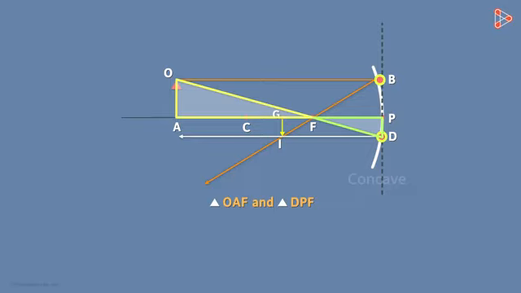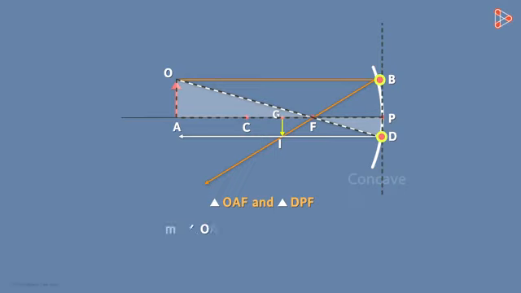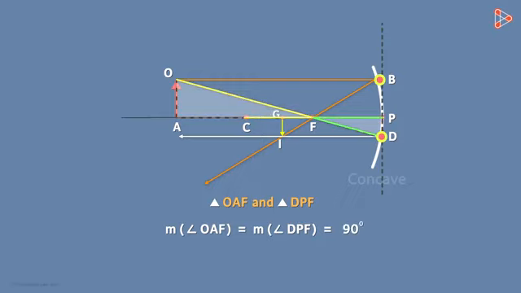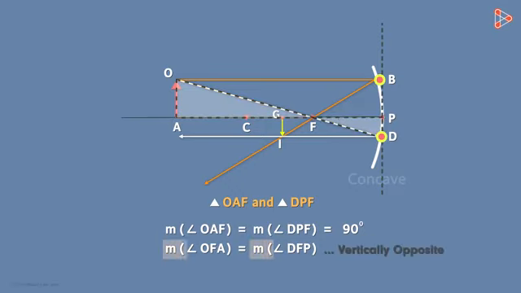Are these 2 triangles similar? Let me first just draw them separately here. We see that angle OAF is equal to angle DPF. Why? They both measure 90 degrees. What about these 2 angles? Angle OFA and angle DFB? When 2 lines intersect, the vertically opposite angles are always equal. Hence, these 2 angles are equal too.